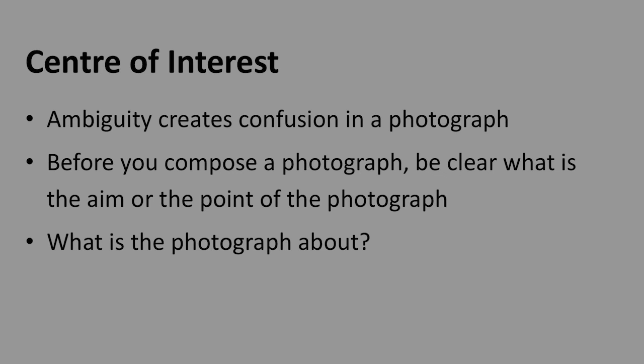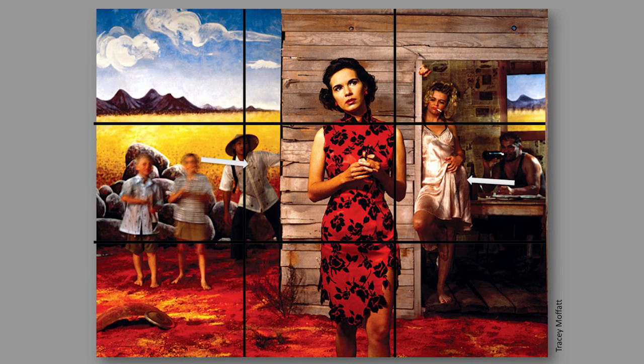The simplest way to understand centre of interest is to look at some good examples. This Tracy Moffat photograph conforms beautifully with compositional principle rule of thirds, and so it makes it really easy to unpack the underlying story and to get to the centre of interest. The graphic elements of the building and the painted landscape behind the characters support the central subject beautifully. Do you notice how the photograph seems to be broken into 3 individual areas, each with their own sub-narrative?